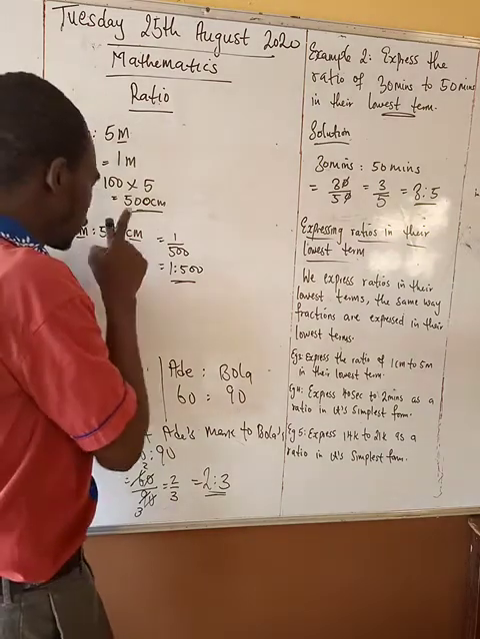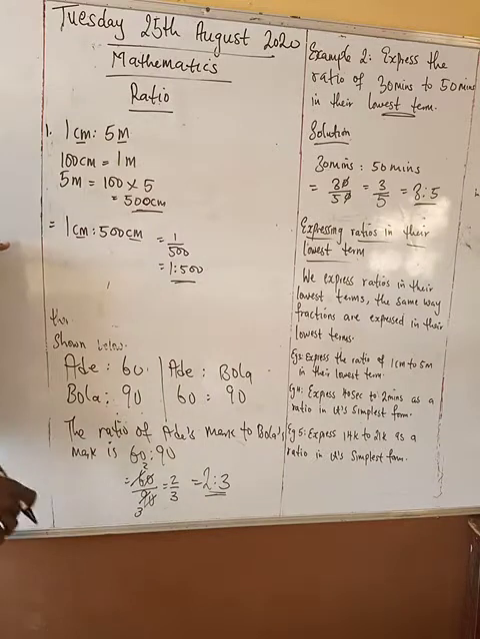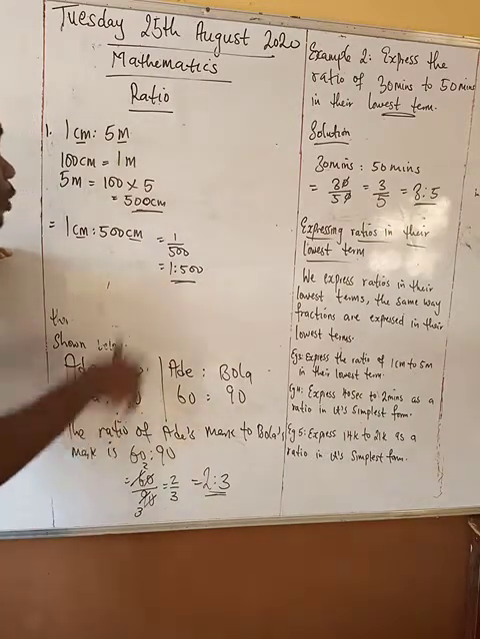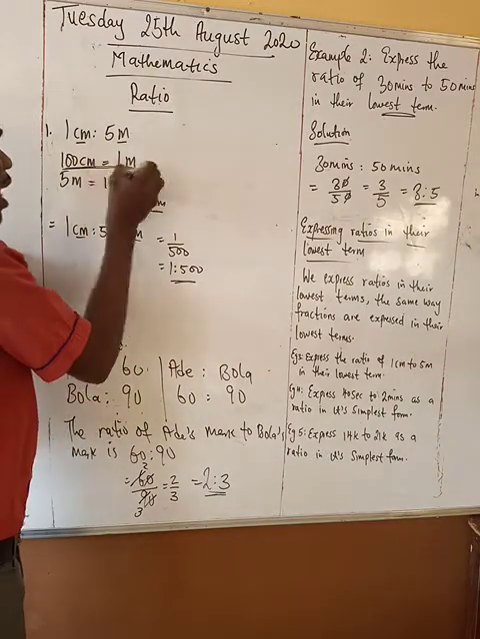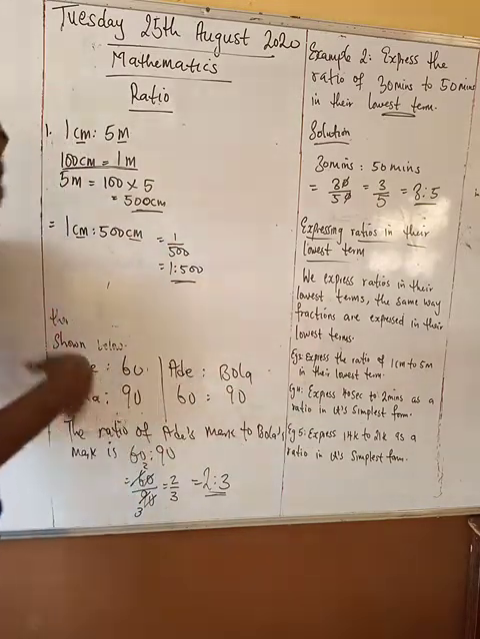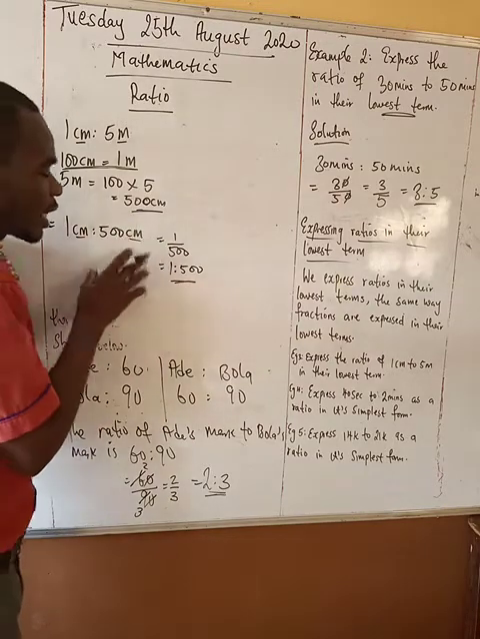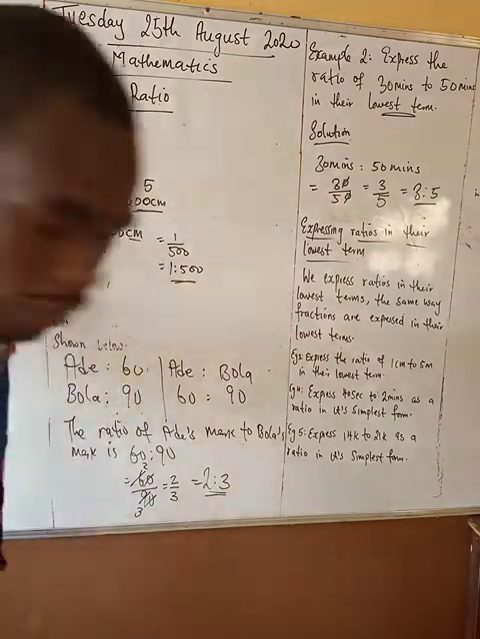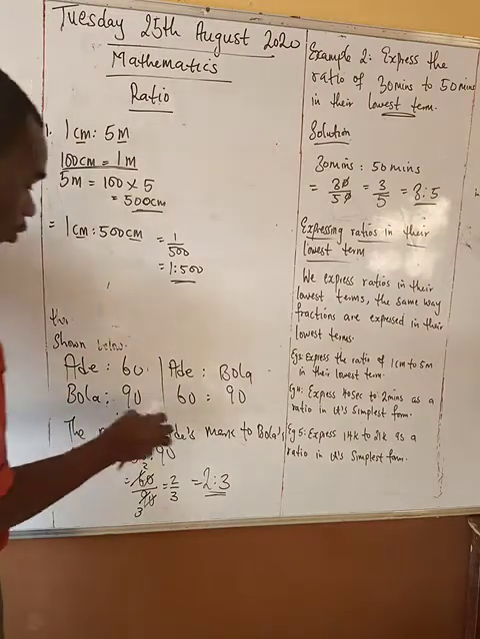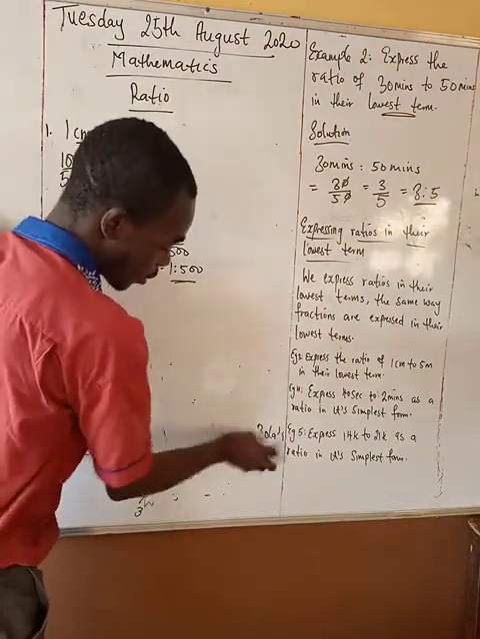1 centimeter is to 500 centimeters. This is your answer. So you see, that's why I said we need to learn things like this. How many centimeters make 1 meter? How many decimeters make 1 meter? And all those information, we need to learn them very well, because in cases like this, they always ask us questions on them. So I believe we must have written it down.